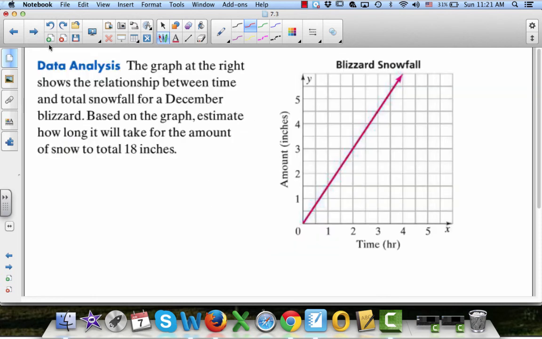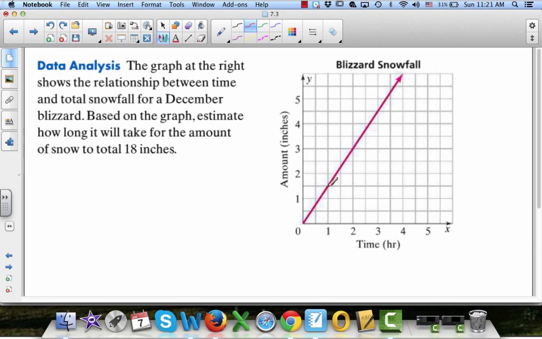The graph at the right shows the relationship between time and snowfall for a December blizzard. Based on the graph, estimate how long it will take for the amount of snow to total 18 inches. Well, see, our graph only goes to 6 inches right here, okay? And we want to know how long it's going to take for it to get to 18. Well, what you do is you come over here and you check.